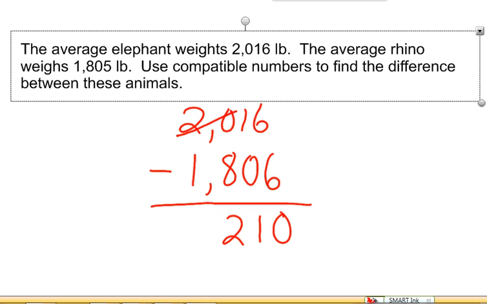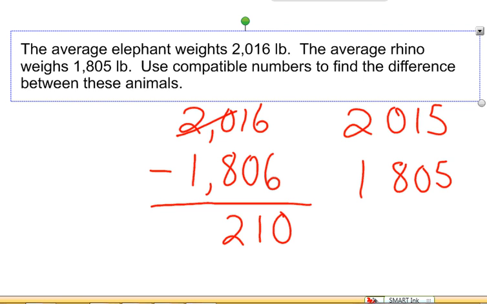Compatible numbers is using numbers that work to make things easier. It's not necessarily rounding everything up. Another thing I could have done is maybe rounded this down to a number like that, and then subtracted that. And in the end, I've gotten a very compatible answer. So I've transformed those numbers using a compatible number to make my subtraction fast and easy, but still giving me a really good comparison between what I really want out of that problem.